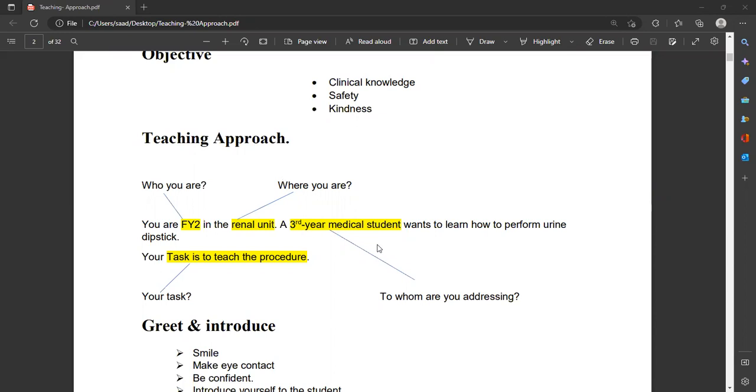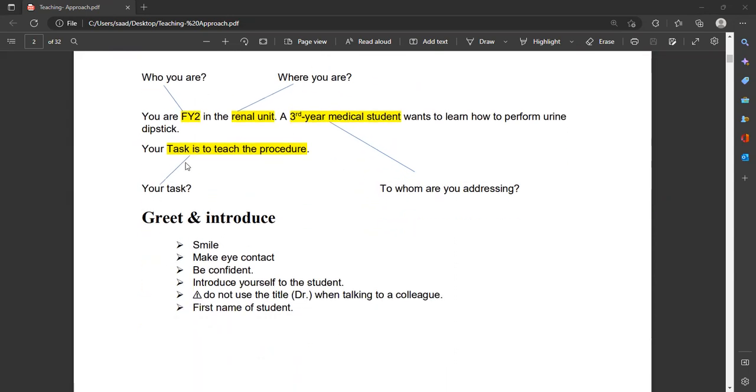And who you are addressing: you are addressing a 3rd year medical student. Let me tell you one thing. Usually in the UK system, 3rd year medical students have a rotation of almost 1 week in multiple wards. So if you are an FY2 in a unit, the 3rd year medical student will be on a 1 week rotation in that unit. I will discuss further how to build rapport while talking to the student. And now the most important thing, what is your task?